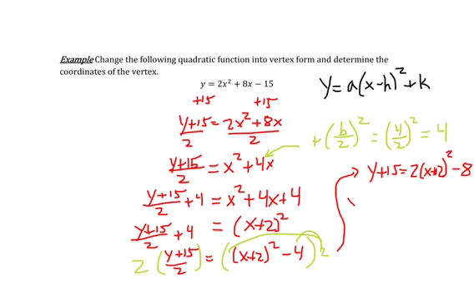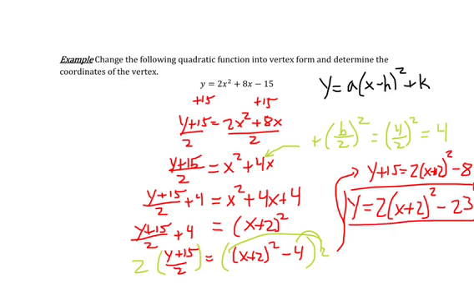And last but not least, we subtract 15 from both sides, and we get 2 times (x plus 2) squared minus 23. And there's our vertex form there. And this is nice because it tells us that our vertex is at the point (-2, -23). That's our vertex there. And it also tells us that this parabola is going to be twice as steep. It's going to be facing up, concave up, because it's positive out here. And it's going to be twice as steep as our standard parabola y equals x squared.